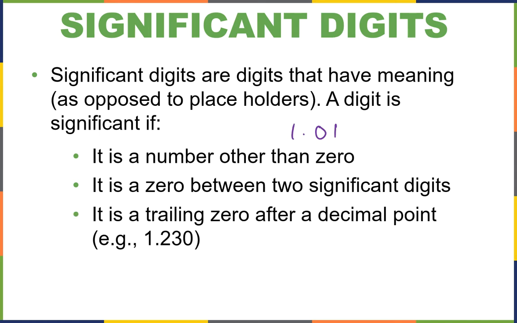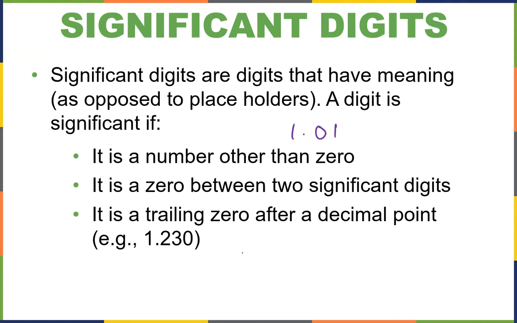Number 3, if it is a trailing 0 after a decimal point. So let's make sure we're clear on what a trailing 0 after a decimal point is. If I have 1.230, this 0 is trailing because it's at the end of the number, and it's after a decimal point because here's the decimal point in front of it. So that 0 is significant. That 0 is meaningful. 1.23 means I have no idea what digit comes after the 3. 1.230 means I know what digit comes after the 3, and my uncertainty is smaller. So there's a difference having the 0 and not having the 0.